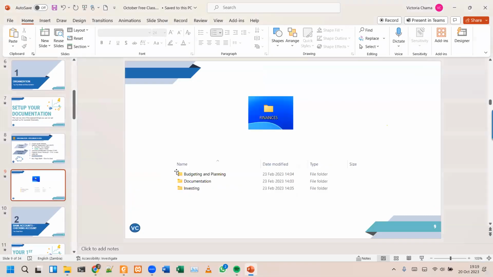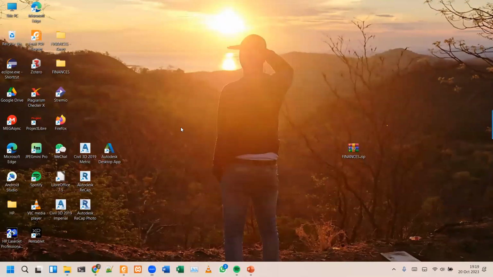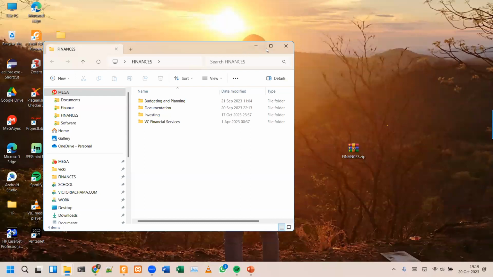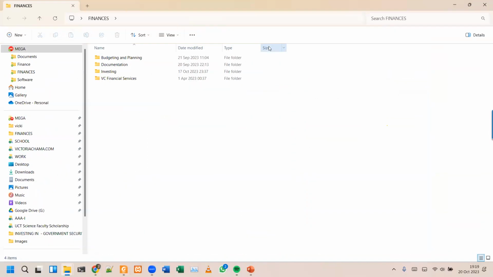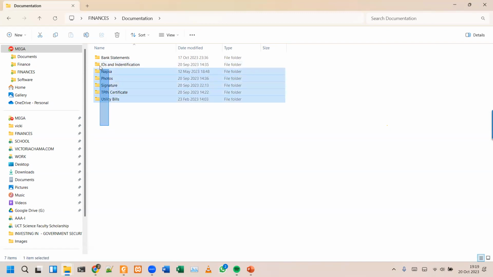Because I'm a very practical person, I'll actually show you what this looks like for myself. So this is my finances folder, and these are the folders that I've shared with you. So this is literally what I use on a day-to-day basis. If we go to documentation, which is the section that we've just discussed, you're going to have all these subfolders already pre-created. So all you have to do now is just start populating everything in there.